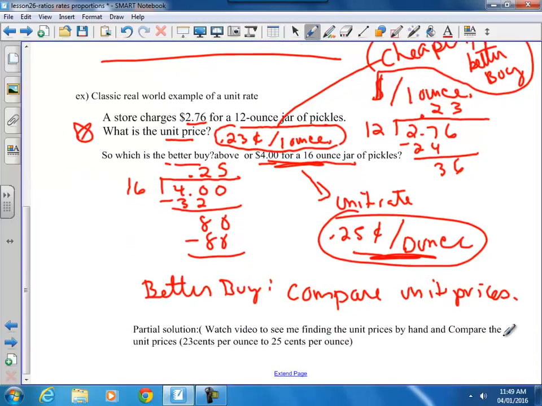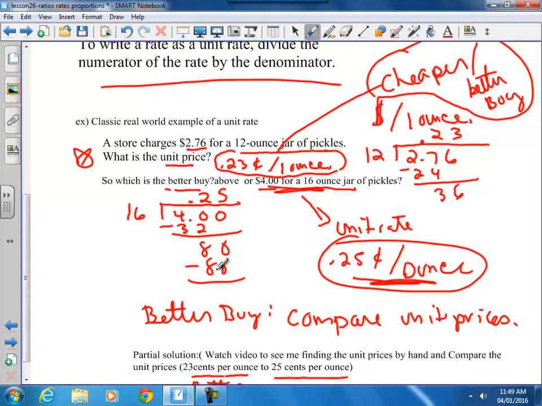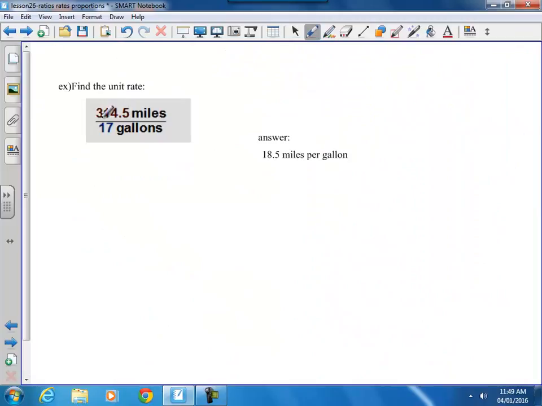All right. And you see my partial: 23 cents per ounce versus 25 cents per ounce. This is better. Okay. Let's practice more on the next slide. Find the unit rate. So now we know unit rate means per one. So we're looking for per 1 gallon. And we know the recipe is basically to divide the denominator into the numerator.